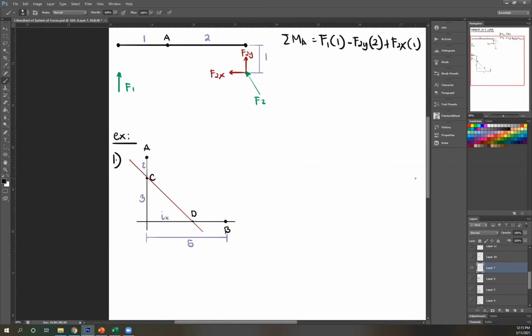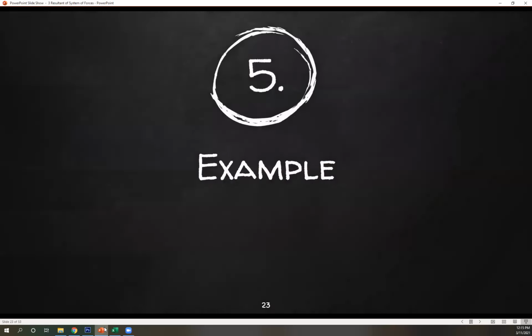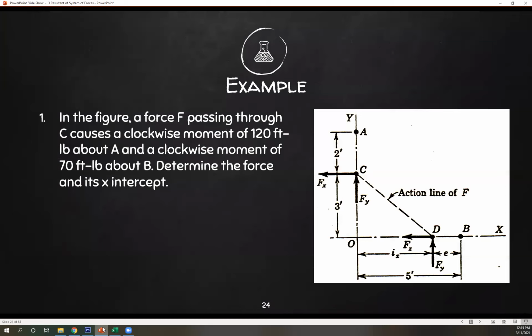So now let's put that into practice. Let's have our first problem. In the figure, a force F passing through C causes a clockwise moment of 120 foot-pound about A and a clockwise moment of 70 foot-pound about B. Determine the force and its x-intercept. So you have a drawing there. Most of the concept is already drawn.